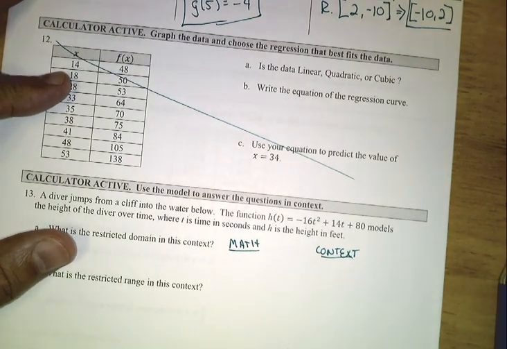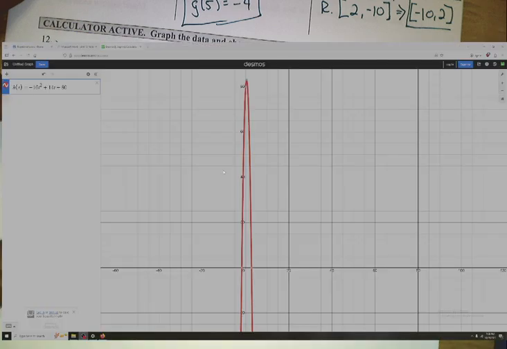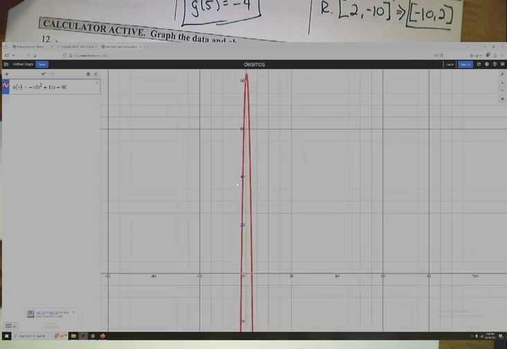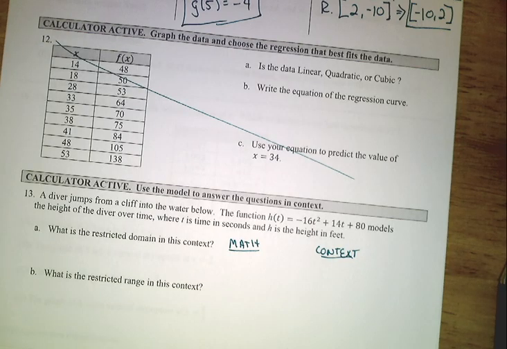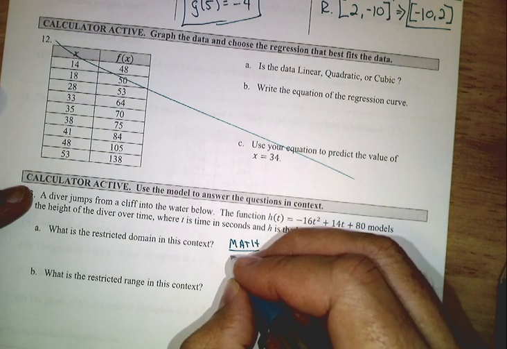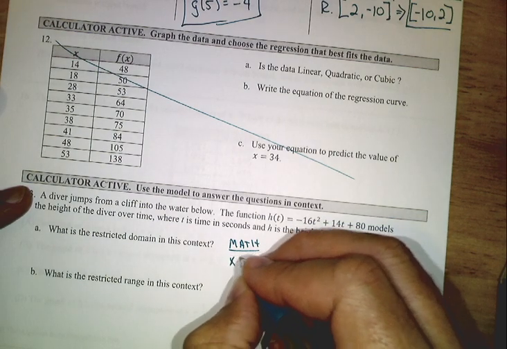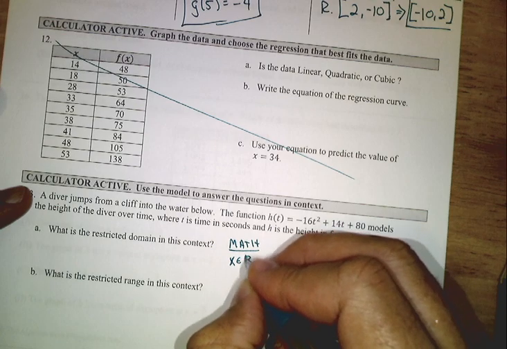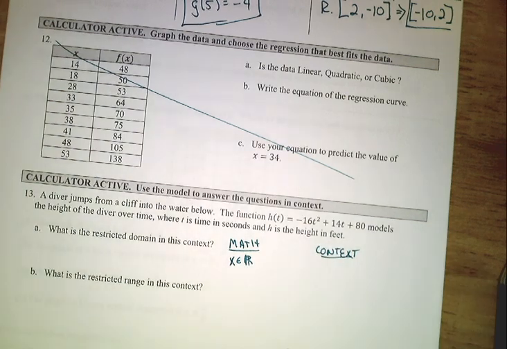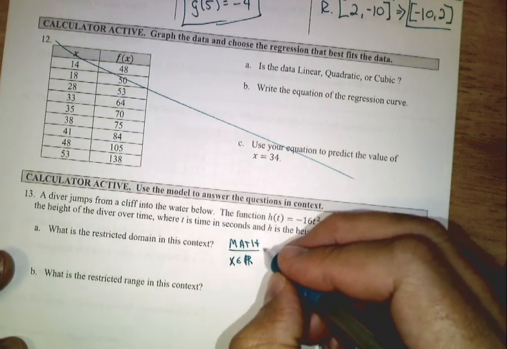So looking at just the math aspect, there's no breaks in the graph. This is a quadratic. It's continuous all the way. There's nothing weird mathematically that restricts this domain at all. So that tells us that x can be all real numbers. There's no restriction here. It's not a big deal. No mathematical restrictions at all. So there are none.